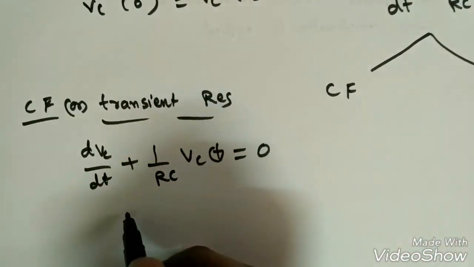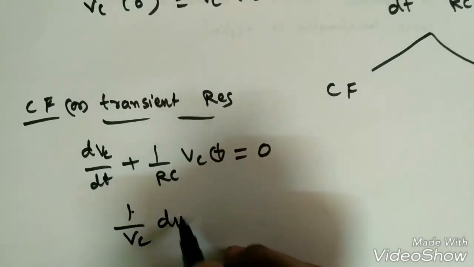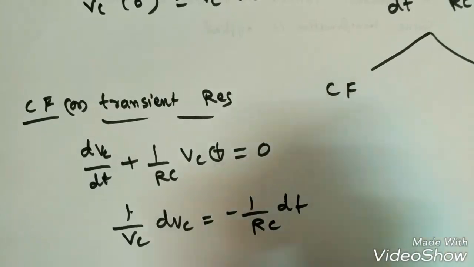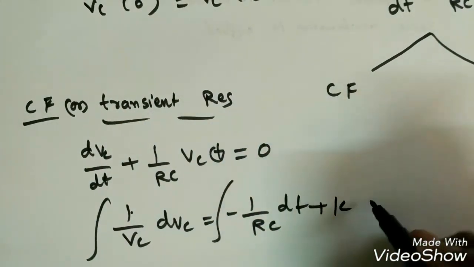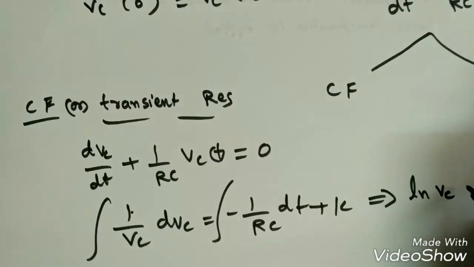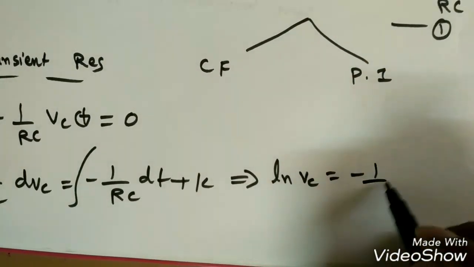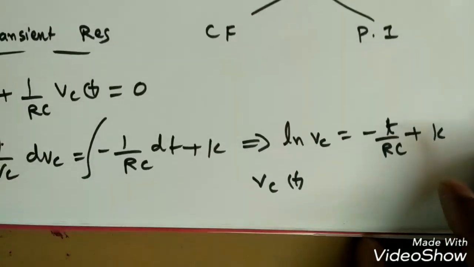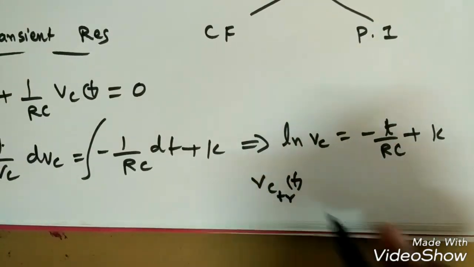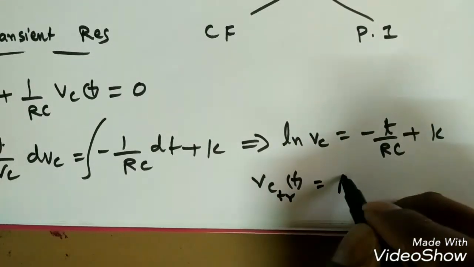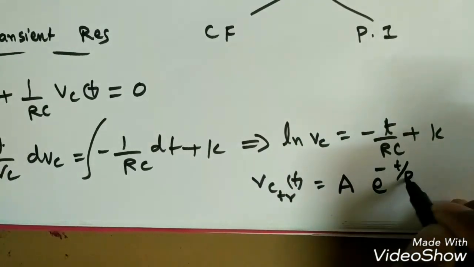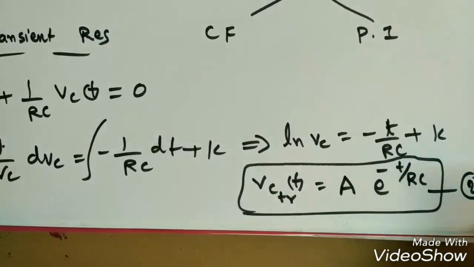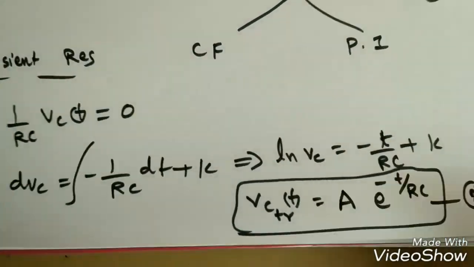Again, variable separable method, so it will become 1 by VC dVC is equal to minus 1 by RC into dt. Again if I integrate, I will get a constant, so ln VC is equal to minus 1 by RC into t plus k. So VC of t, which is the transient response, VCTR of t, is equal to some constant A into e power minus t by RC. So this is equation 2. This is the transient response, e power minus t by RC.